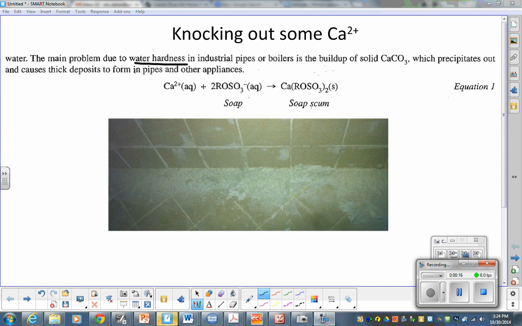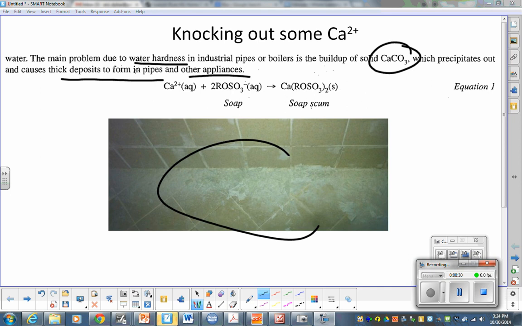And one of the things is you build up calcium carbonate, and that's what you see when they talk about hard water. That's one of the things that ends up precipitating out and causes deposits to form in pipes and other appliances. The other thing is you may see soap scum, like this example of soap scum sometimes in your shower, because what happens is calcium reacts with another ion that basically produces soap scum. So that's like gravimetrical analysis as well, or it's a precipitate reaction.